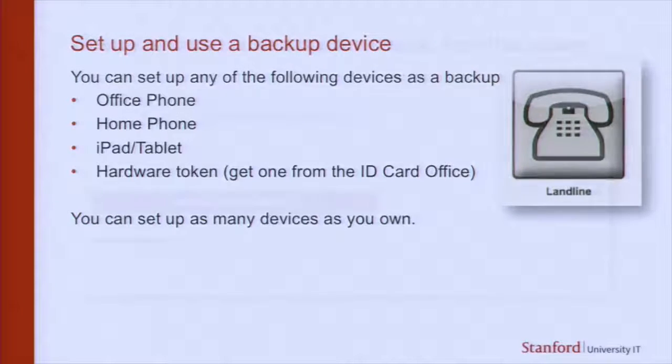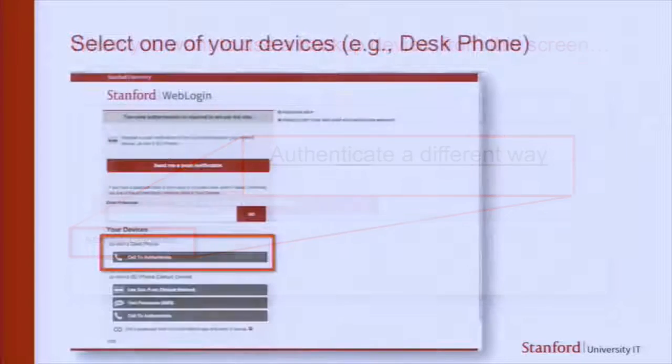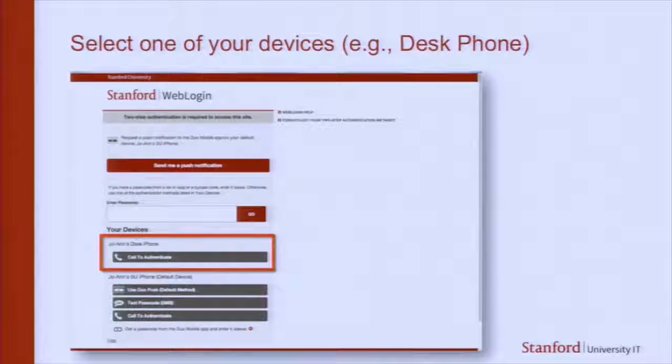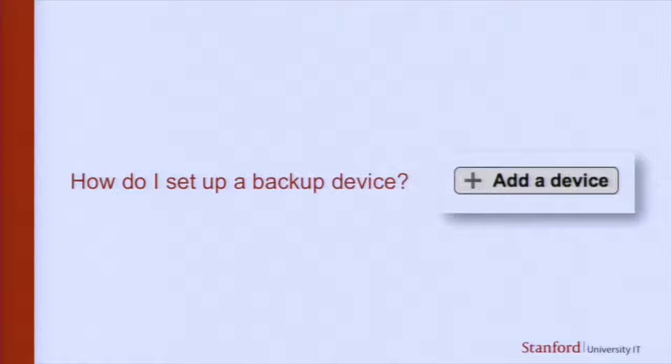So this is what if I forgot my default device? Use one of your backups. This is where you do the authenticate in a different way. And then this is where you get your list of all the different ways that you have set up. When you do call to authenticate, the call comes to your phone, just like you heard.